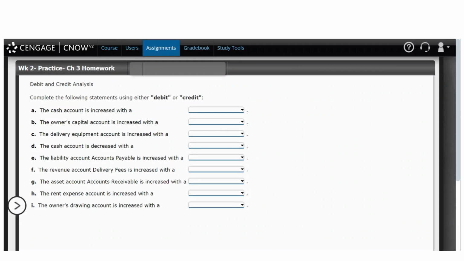The cash account is increased with A. Well, I know cash is an asset account. So on my umbrella, assets increase on the debit side. So number 1 would be a debit. The owner's capital account is increased with A. If you look at your umbrella over on the right side, we increase owner's capital on the credit side. Okay, so you'll just keep going down all the way through I, figure out what type of account it is, like right here, delivery equipment. We know that's an asset account. And then which side is it increased on? And then you'll put that choice right there.